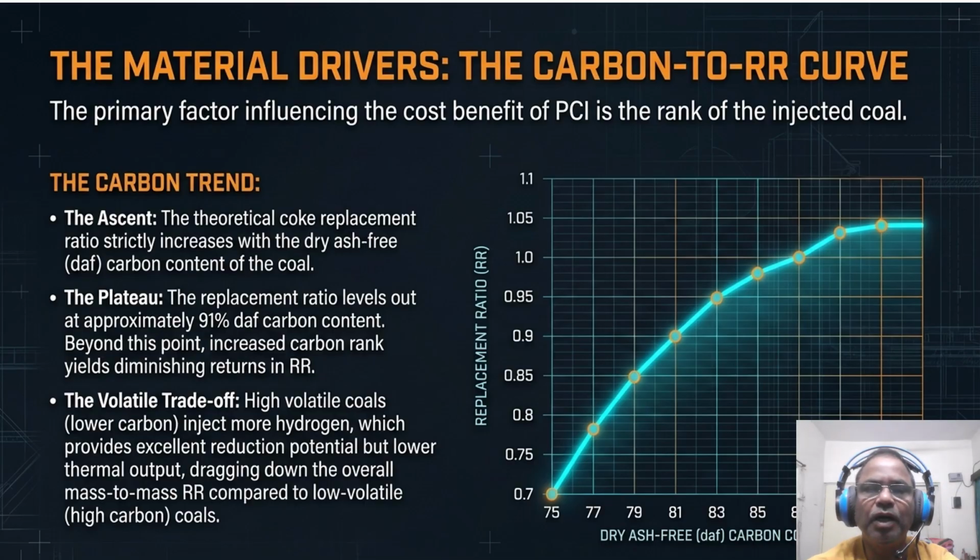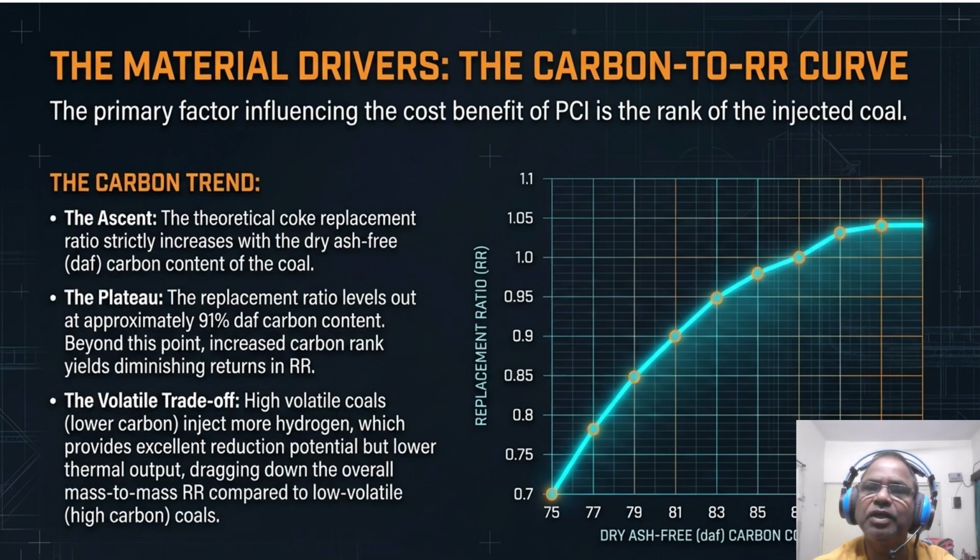So coming to the material driver, in this slide, the carbon to replacement ratio curve is what we need to understand. Follow this bright teal line on the graph. This is the carbon trend. You will notice an aggressive ascent where the theoretical RR increases strictly with the dry ash free carbon content. However, look at the plateau around 91% carbon. Beyond this point, you hit diminishing returns.